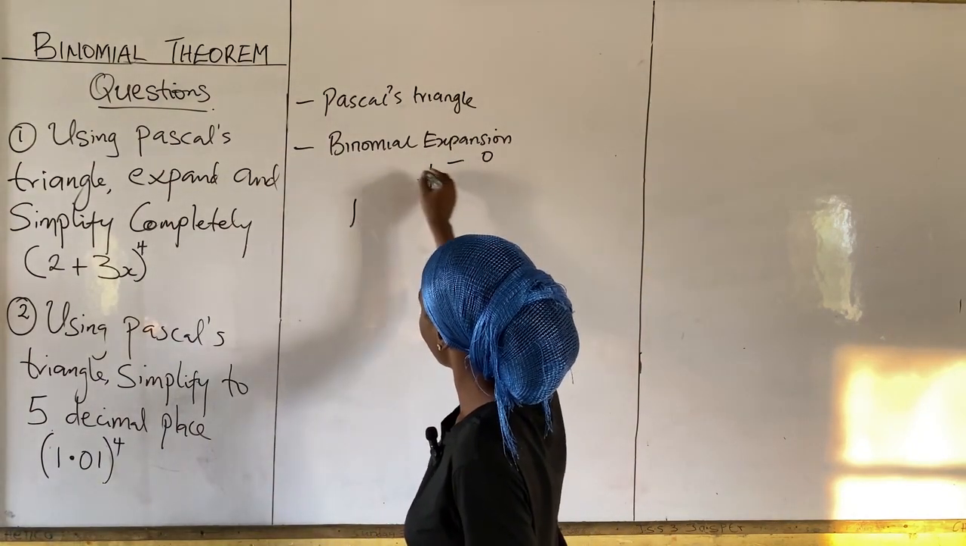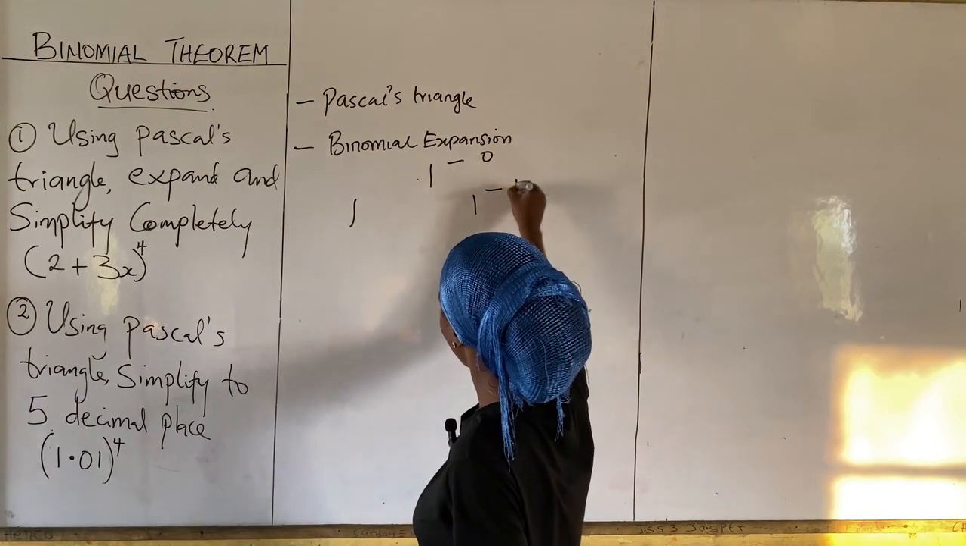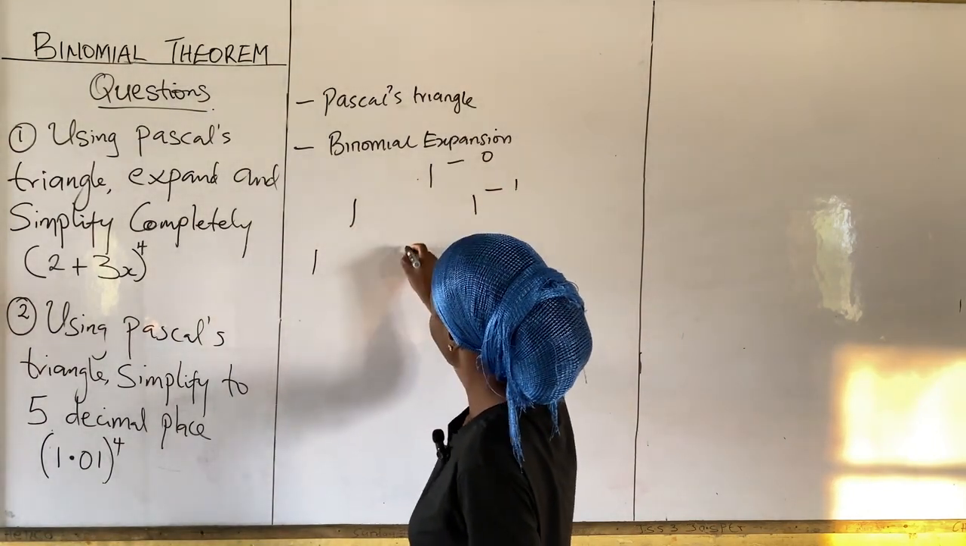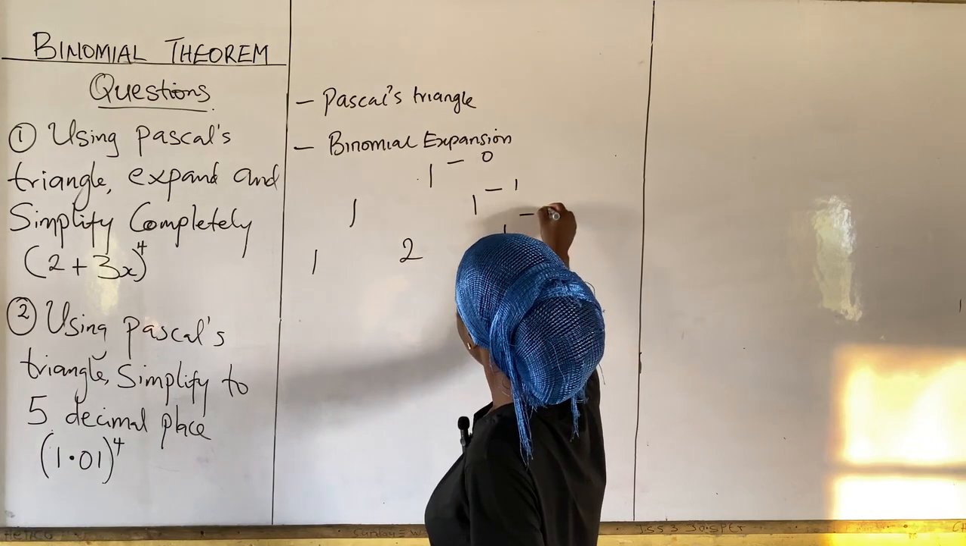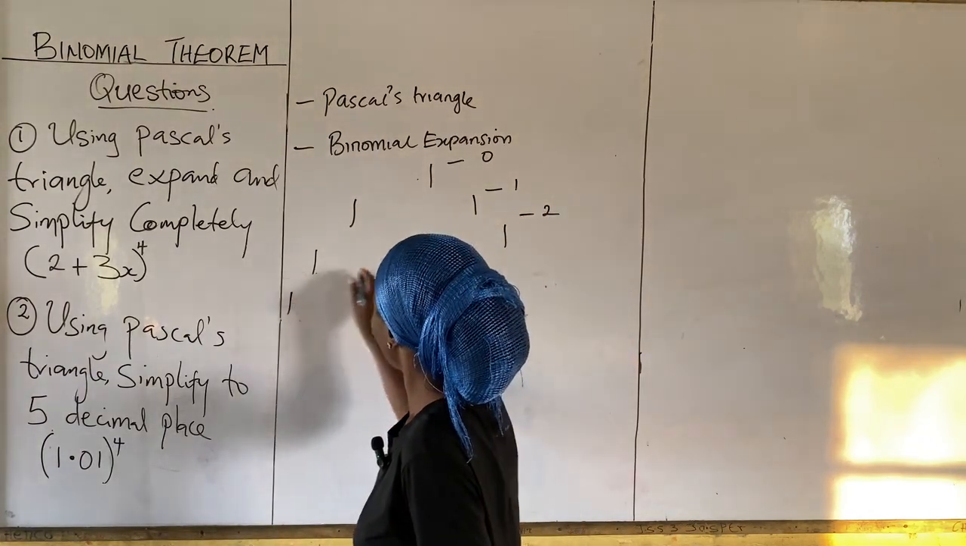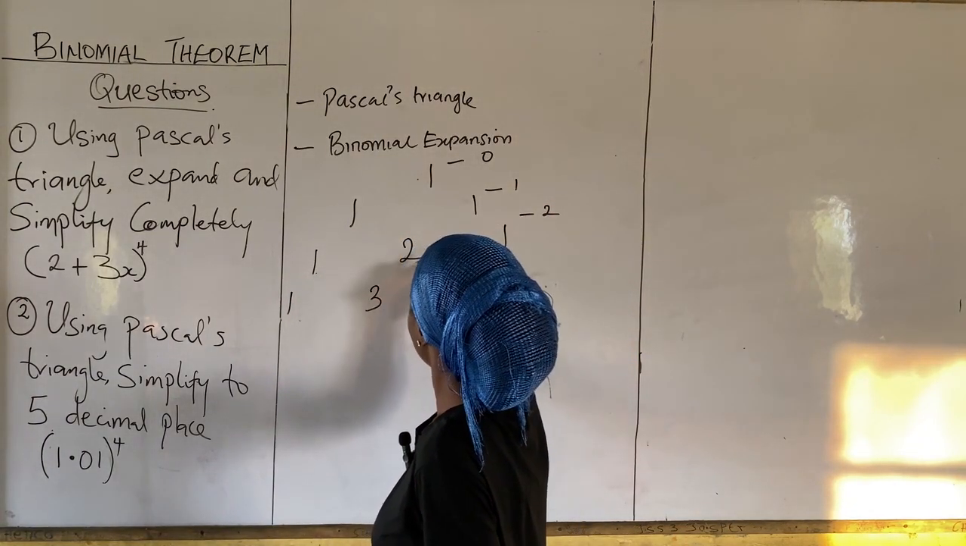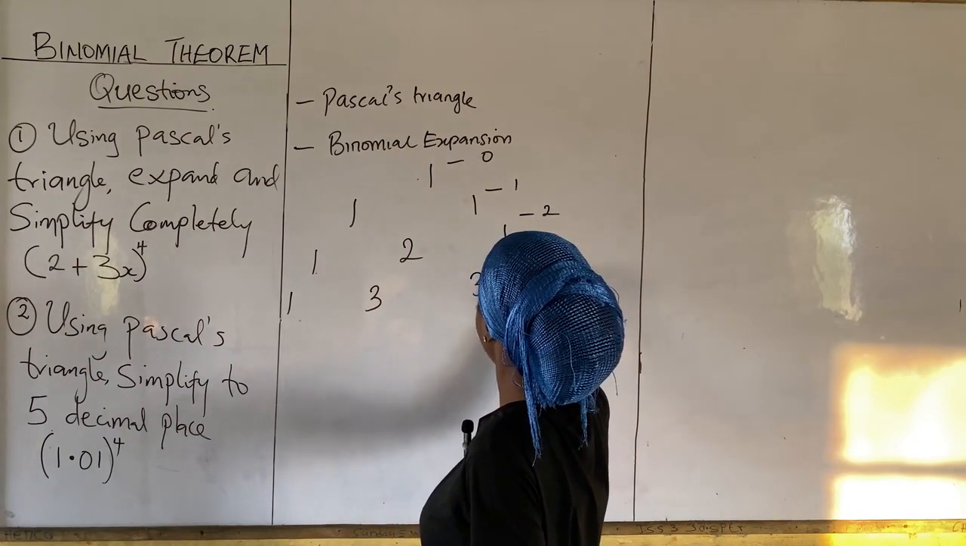Now the next one will come out. 1. Now raised to power 1. The next one, 1. 1 plus 1 will give us 2. Now 1. Now raised to power 2. The next one 1. 1 plus 2, that's 3. 2 plus 1, that's 3, and 1. Now raised to power 3.